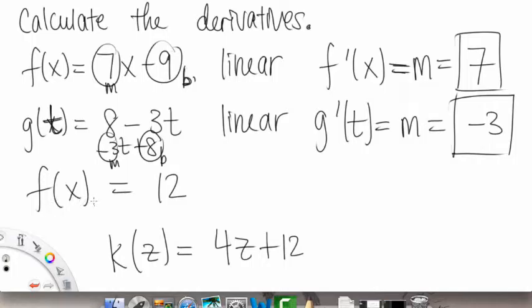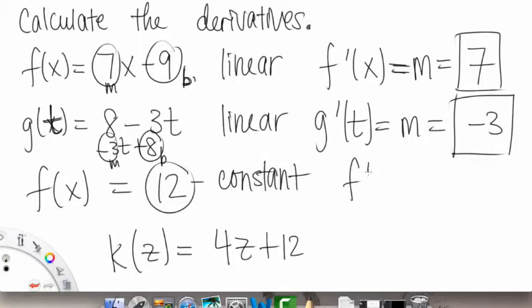So we have f of x is equal to 12. So this is just a number. So that would be like a constant, right? So this is a constant function. And remember that the derivative of a constant function at any point is just going to be 0, okay? We went over this in the concepts video. And lastly, let's look at this one.